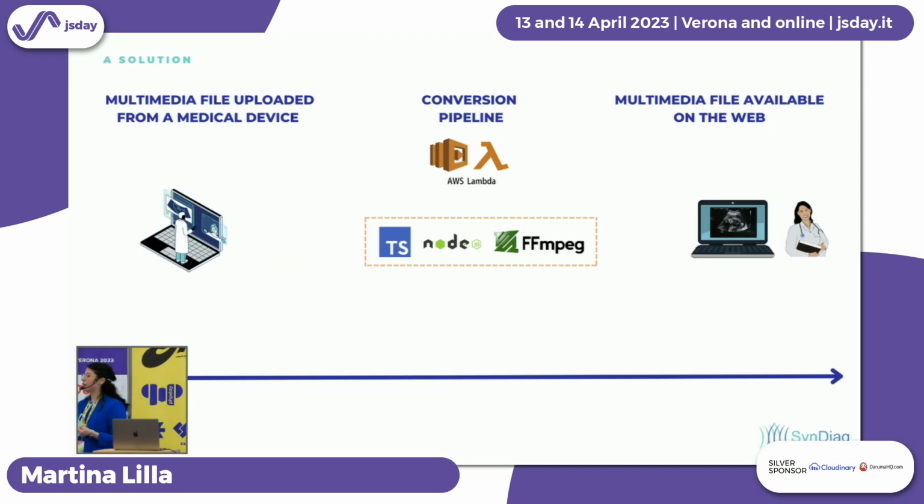The expected flow of the implementation is made of the following steps. First of all, when the user uploads a new image or video from an ultrasound machine, if the extension is not among those supported by the browser, a conversion pipeline starts, triggering an AWS Lambda execution that is responsible for the conversion of this multimedia file, to then be available for users, so for doctors.